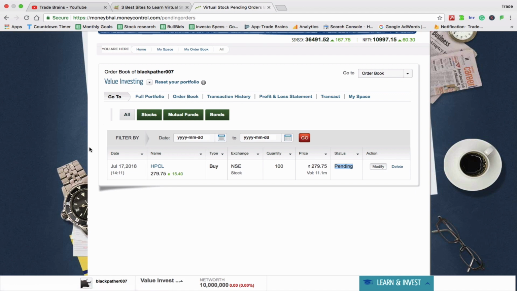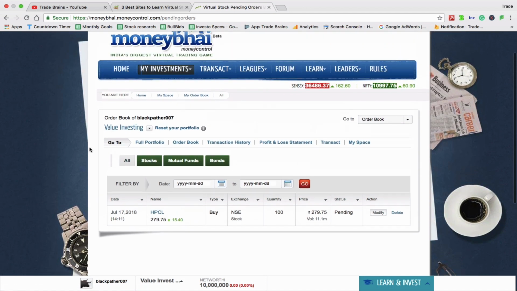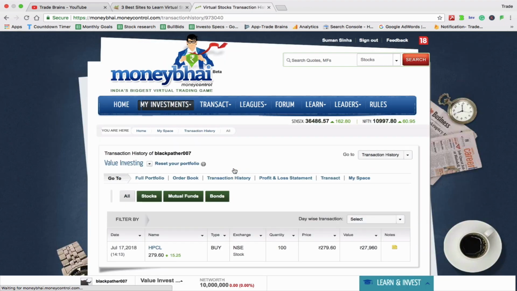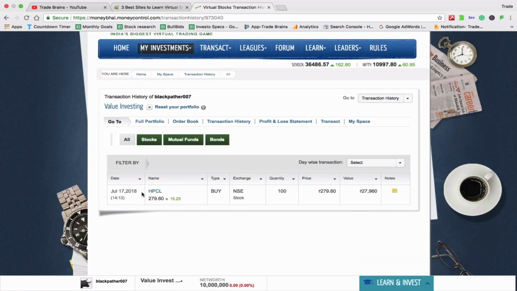But this is how you might have got the idea that you will first place the order, market or limit price, and this will go in the order book. If it's completed, it will show the status as completed, else it will show as pending. And once it is done, you can see the transaction history. So now you can see it's in the transaction history. It's showing that you have bought HPCL 100 stock at rupees 279.60.